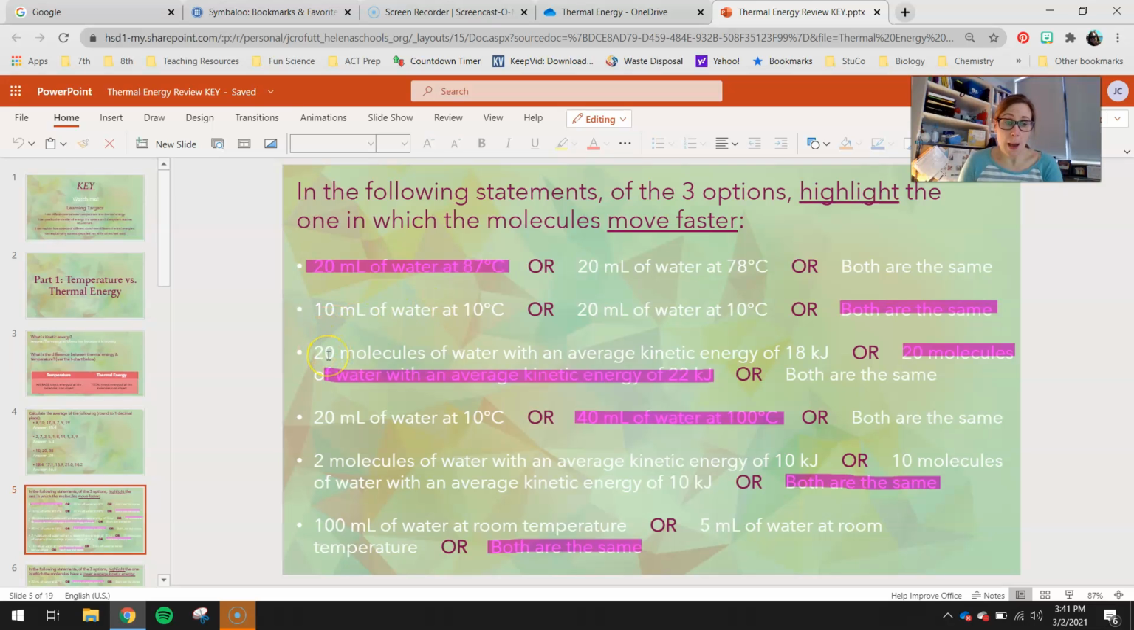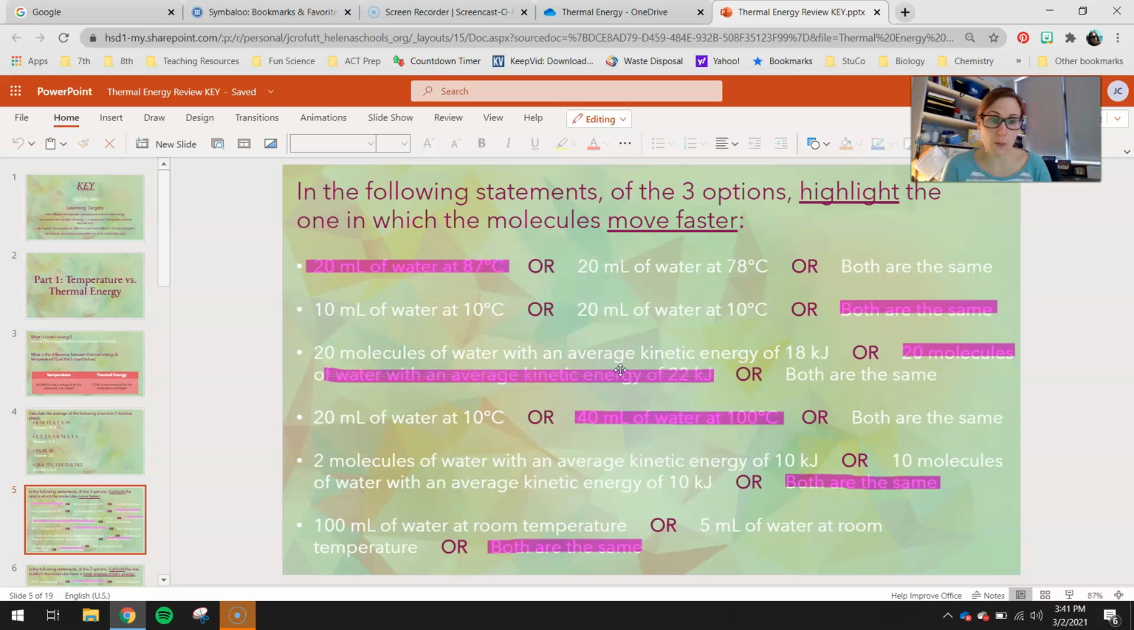Okay, number 3, 20 molecules of water with an average kinetic energy of 18 kilojoules or 20 molecules of water with an average kinetic energy of 22 kilojoules. This one I straight up give you the average kinetic energy. So the higher the average kinetic energy, the faster they're moving. So 22 kilojoules, your second option there, is correct.